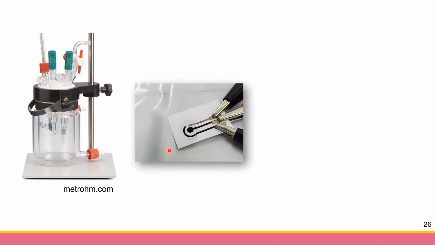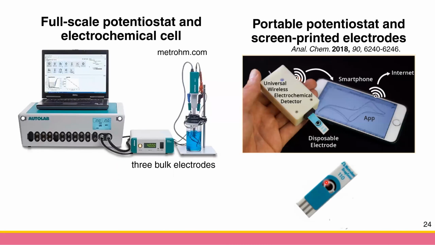And the screen printed electrode, you can buy it or you can do some kind of homemade. This is one from our department. So you have the plastic sheet, and then you screen the silver ink, and then you screen the carbon ink. So this is 3 electrode. So the feature is similar to this one.